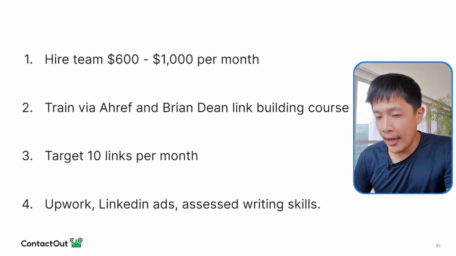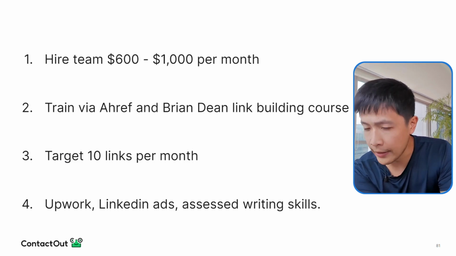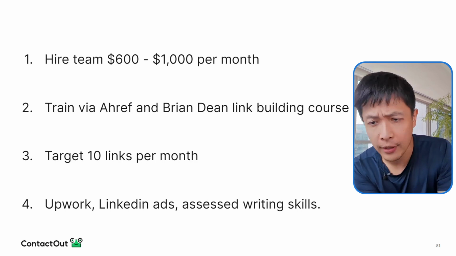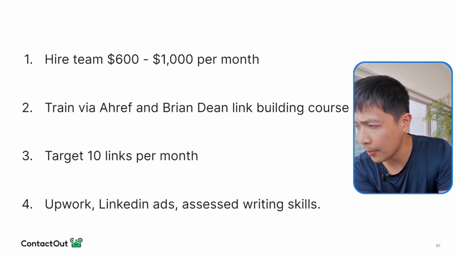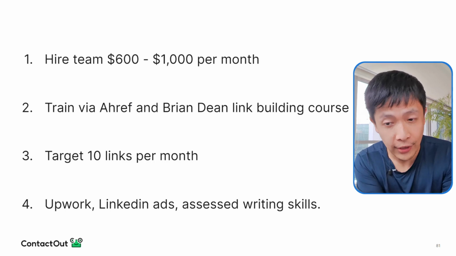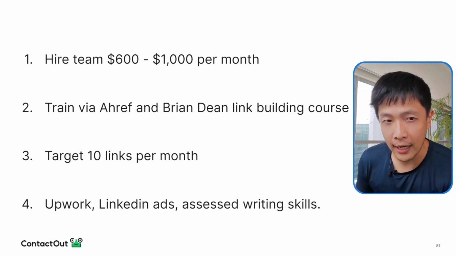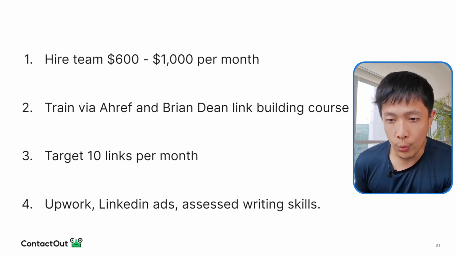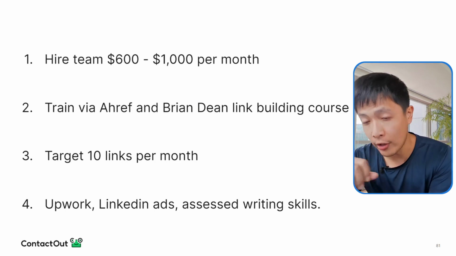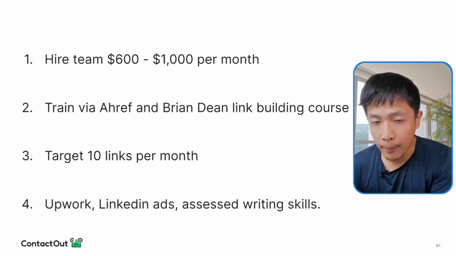So how we scaled this up was we hired a team in the Philippines, but you can also hire in Eastern Europe, or I heard South Africa was good because the salaries are reasonable and people speak native English. Anyway, $600 to $1,000 a month is the salary of our team. We have 4 team members. We put them onto the Ahrefs content and Brian Dean's content with his link building course. They have a target to build 10 links per month.